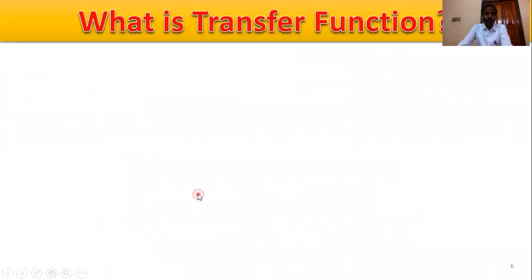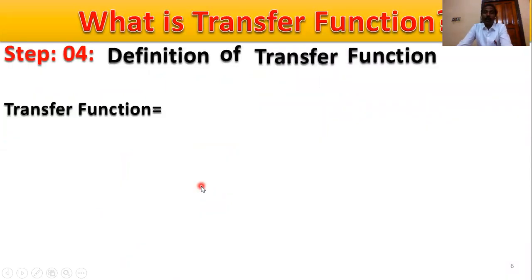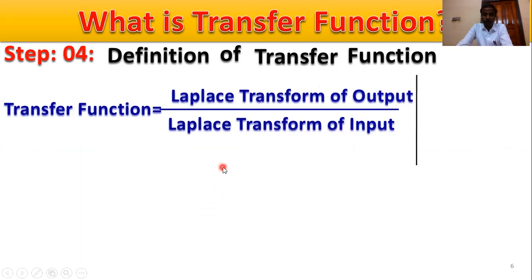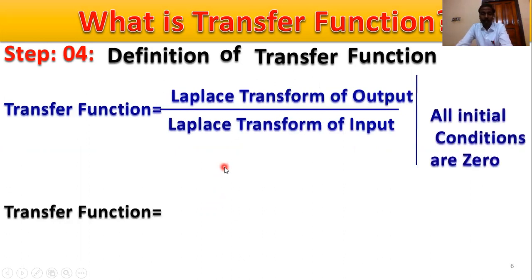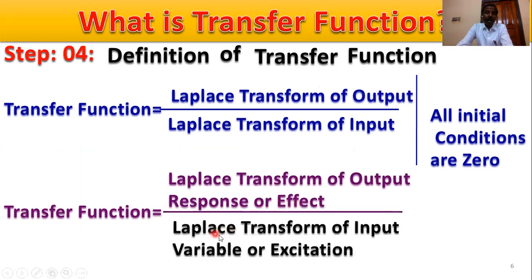This is equation number 4. Then step number 4, definition of transfer function. What is the definition of transfer function? Laplace transform of output divided by Laplace transform of input, provided all initial conditions are zero. Another form: Laplace transform of the output response or effect, divided by Laplace transform of input variable or excitation.